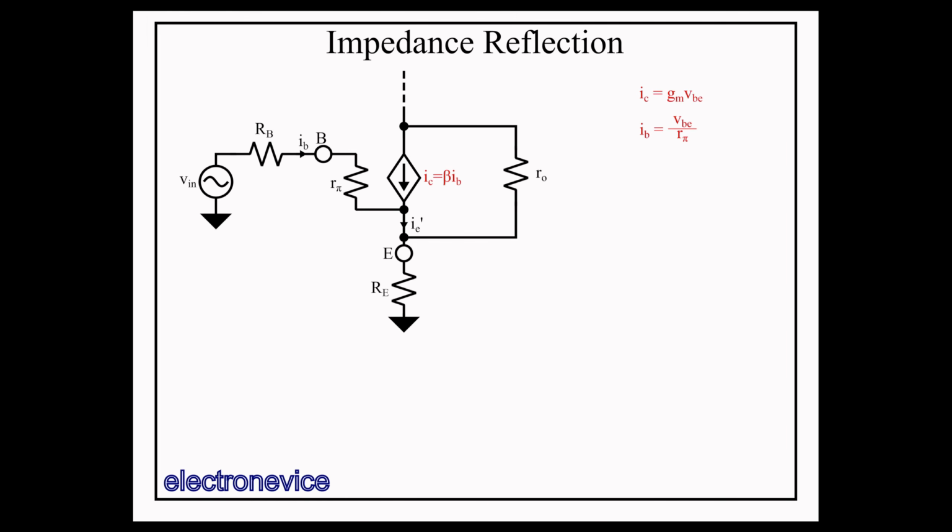We can show these two equations are equivalent by noting that IB equals VBE over R pi equals IC over beta, which is equal to VBE GM over beta. Rearranging, we get GM equal to beta over R pi. Substituting that into the expression for IC, we see that we have VBE over R pi in there, which is equal to IB, and thus IC equals beta IB. Which expression is simpler to use in the moment is application specific, but they're both the same value. So we have beta IB equals IC, and since we know that IE prime equals IC plus IB, we get IE prime equals IB times beta plus 1.